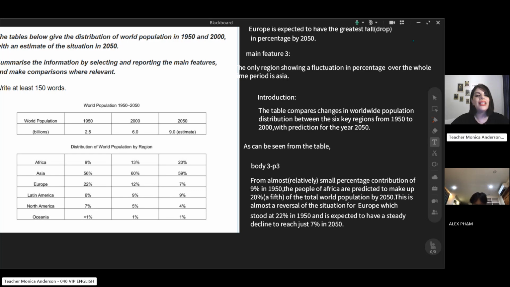Yes, of course. As you said, for example, North America, Latin America, and Oceania each make up just less than 10% of the total world population. And as you said, they show only minor fluctuations in contribution over the whole period of time. So just one line, you need to pay attention.